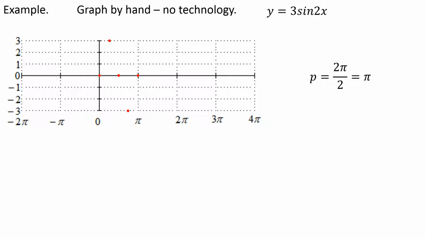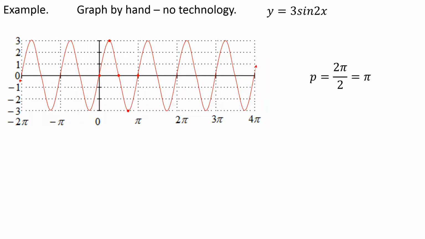So pi over 2 is where I return to 0. Pi over 4 is my maximum. 3 pi over 4 is my minimum. There is one complete cycle with a period of pi, amplitude of 3. And of course, it keeps going forever in both directions.